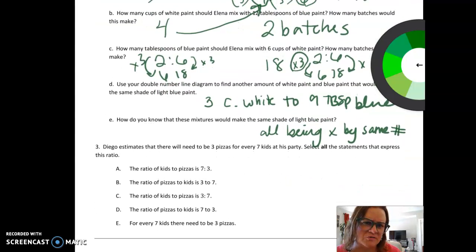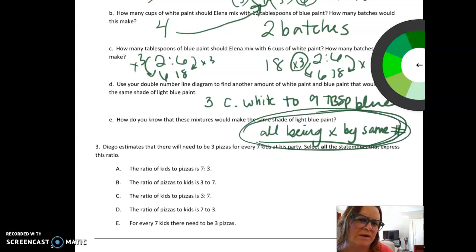How do we know that these mixtures would make the same shade? Well, they're all being multiplied by the same number. So as long as you're multiplying both of the values in a ratio by the same number, we're getting an equivalent ratio, and we're also creating a mixture that has the same shade if we're talking about paint.